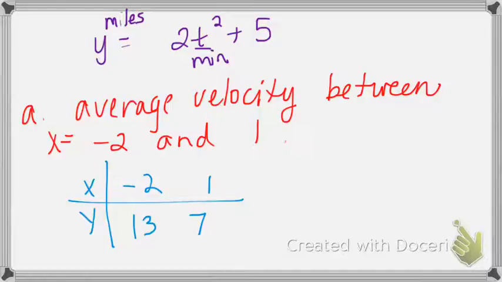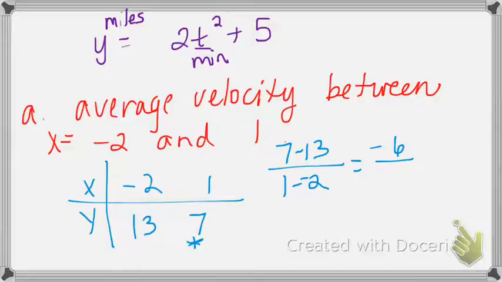And then I'll just find the slope. I'm going to start with the 7. 7 minus 13 over 1 minus negative 2. And again, you could start with the 13, but just make sure on the bottom you start with the negative 2. So that would be negative 6 over 3, which is negative 2. And we divided, the y's were on top, so the y units are first, and then the x.